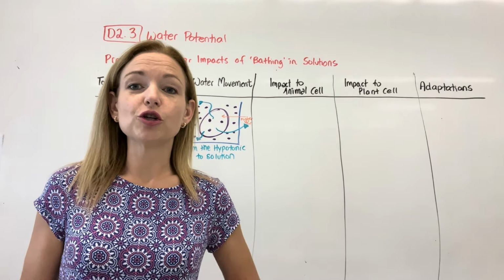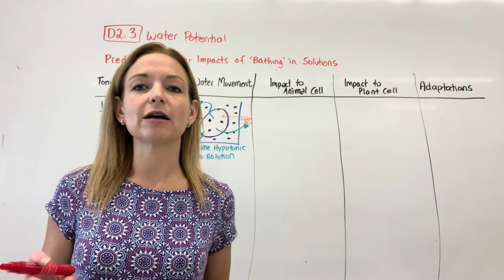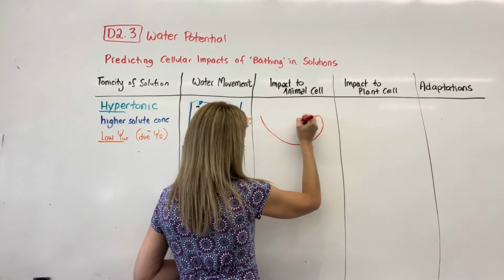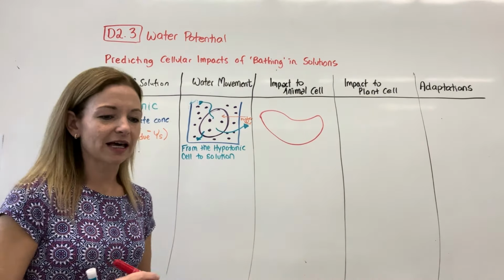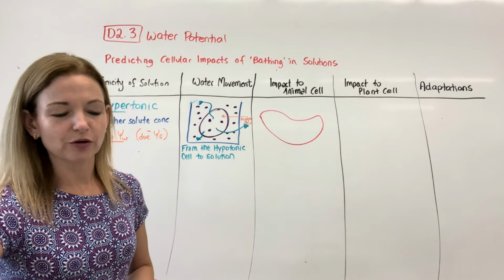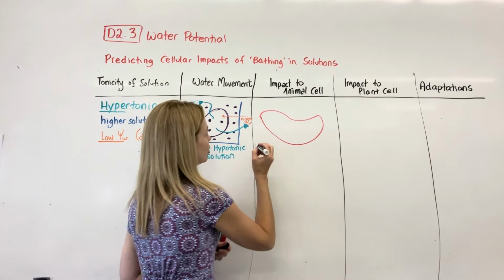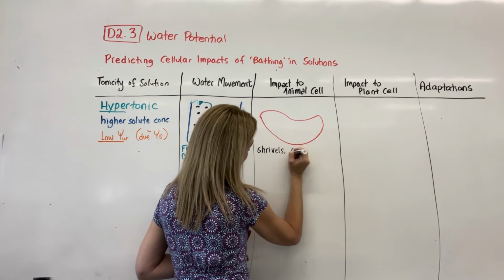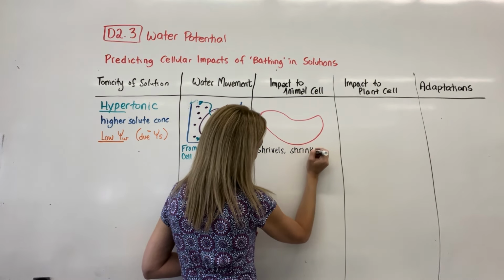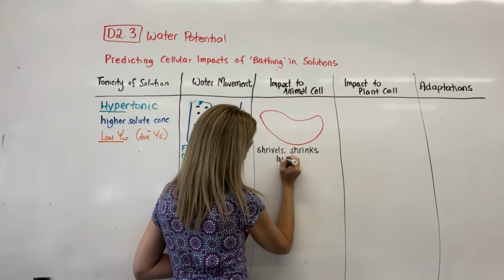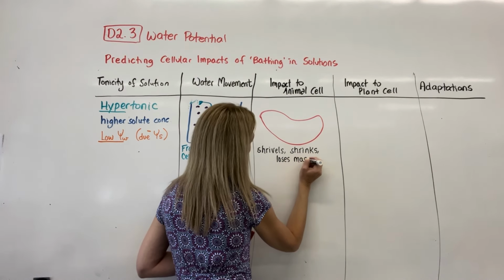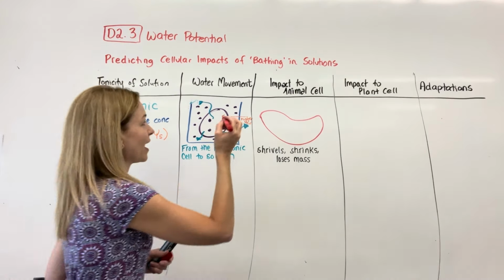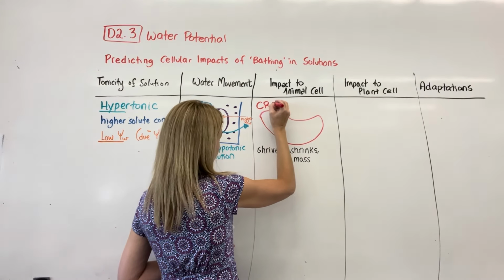So what is that going to do? Well, if the cell does not have a cell wall, it is going to shrivel like so. So the cell is going to shrivel, it is going to shrink, it is going to lose mass. So shrivels, shrinks, loses mass. We do need some terminology here. So our IB terminology for that is going to be crenation.